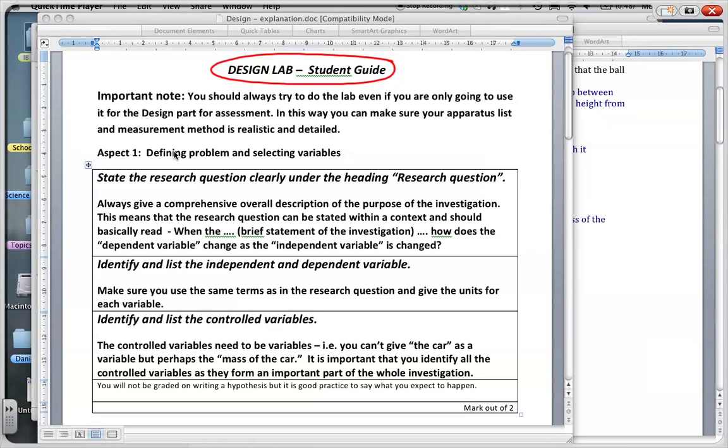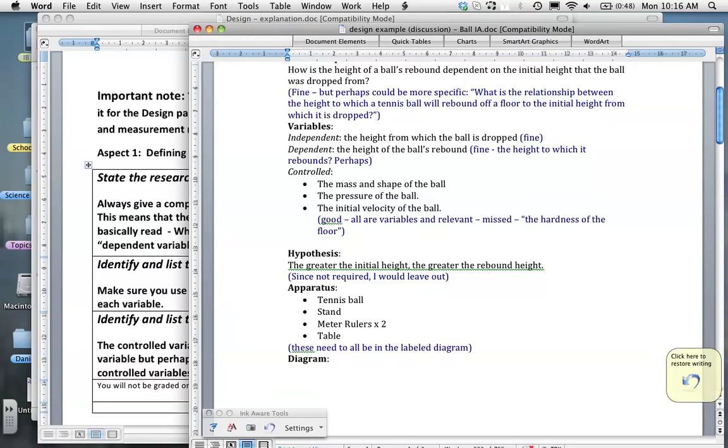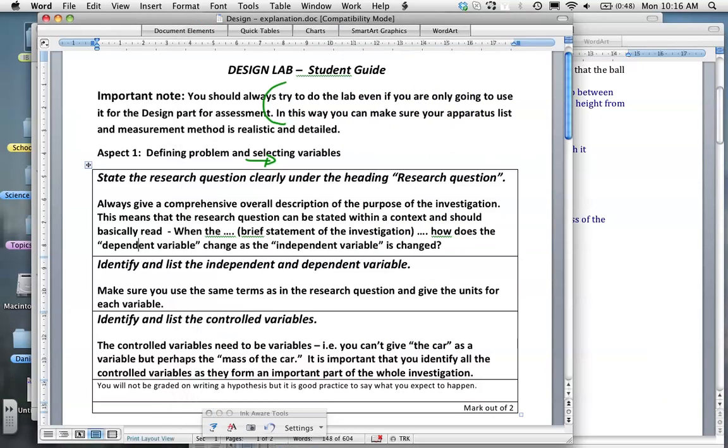Now, when doing this, it is important to go through a series of steps, and that's why I have given you this document over here, the design explanation doc, and I also have some exemplars, and I've got this one over here. This was done on the rebound of a ball, and what I've done is I've taken this document, I've taken this IA, and in blue I have added some comments in, so this is hopefully going to be useful to you.